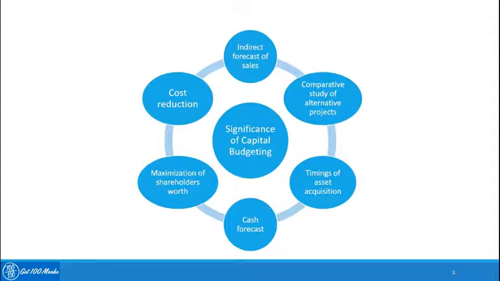The second one that's listed here is comparative study of alternative projects. The company does not invest into whatever comes in its way. It has an option of investing into various projects, and then it does an analysis basis the capital budgeting decisions. The techniques of capital budgeting help the company do a comparative study of alternative projects, and choose the best one out of it. Best one means the one which is feasible within their available resources.